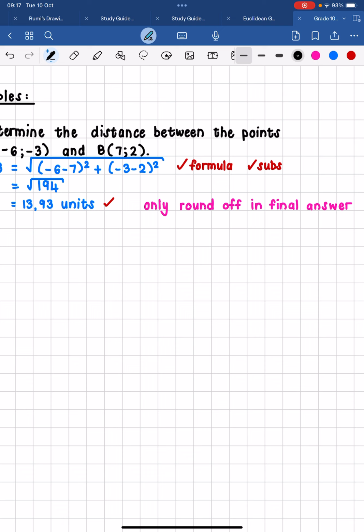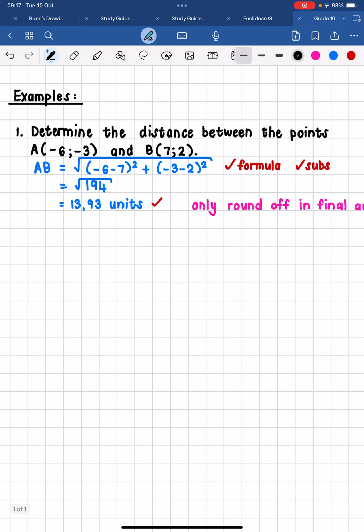Right, is that fine, guys? We always need to remember this, please. It's not just in this section, it's in all sections. When you have to do in-between calculations, you only round off in the final answer. Okay, we're going to do another example now.